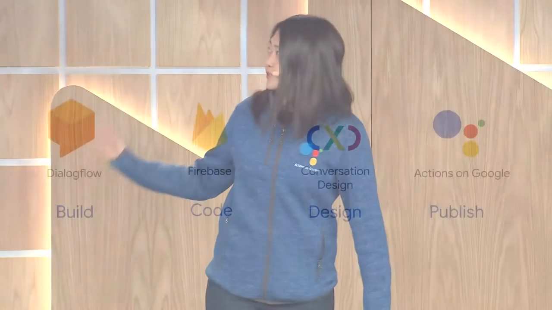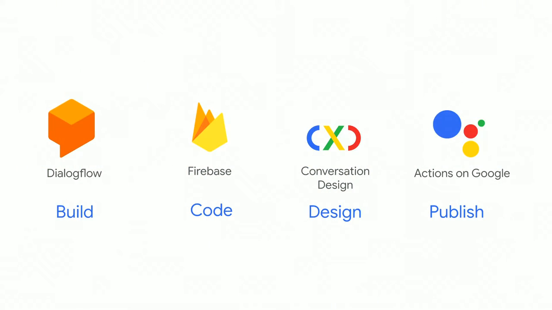So you can see on the screen, we have different tools that we use to build this game. First one is Dialogflow. It makes it very straightforward to build custom actions. It turns unstructured natural language input into structured representation that my endpoint can consume. Under the hood, Dialogflow is built on Google's machine learning and natural language understanding.